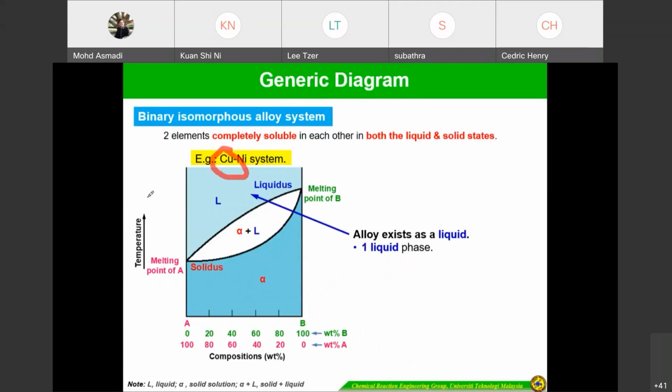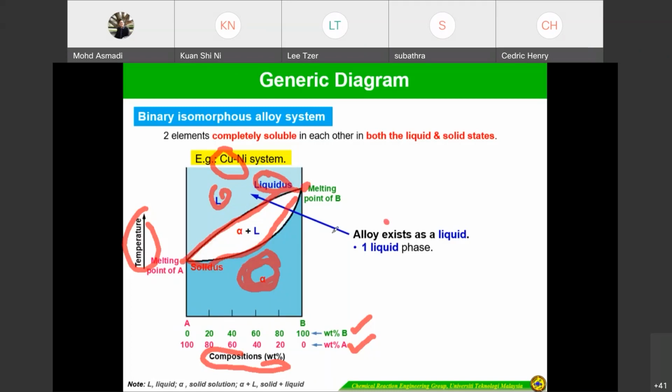This one, temperature and composition. This is 100% for component B and also component A. So you have to define copper and nickel, which one is A and B. Generally this one is going to be copper and the rest is nickel. So this is the liquidus, this one is going to be solid. This one is the liquidus line, this one is the solidus line. So liquid and solid. Alpha we define as a solid. This one is the melting point B and this one is the melting point A.